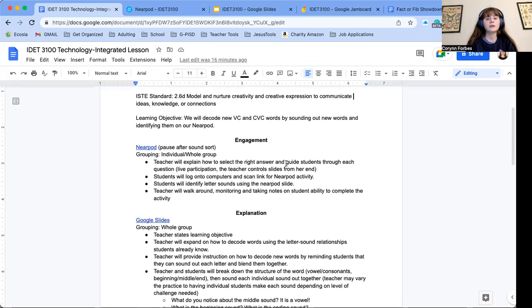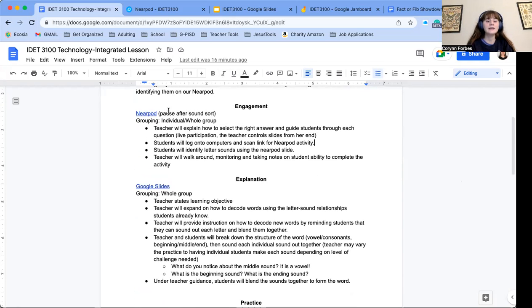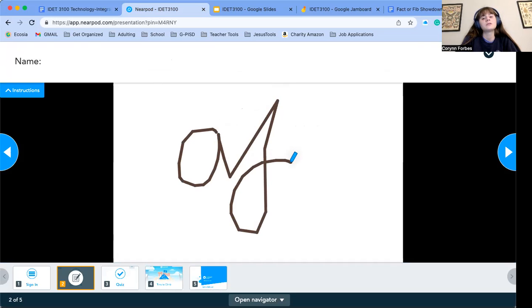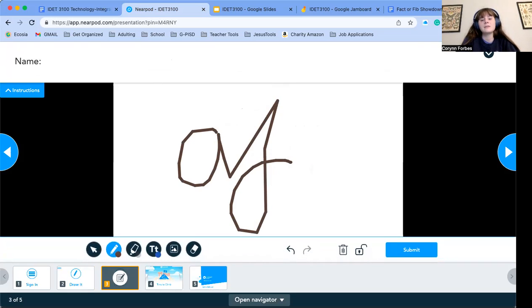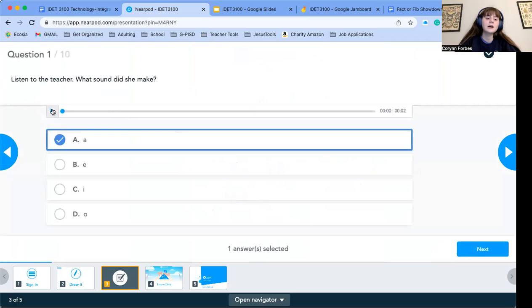For the engagement here, I have Nearpod, and so let's jump over to that. Kindergartners are unable to read and type at this point, so I just have a simple name section where they can write their name, and then they start a quiz. This quiz is audio interactive. So they're going to press the play button here. It's going to play a sound for them.